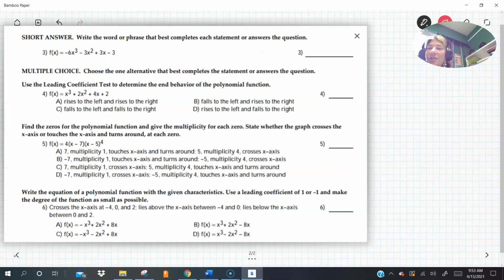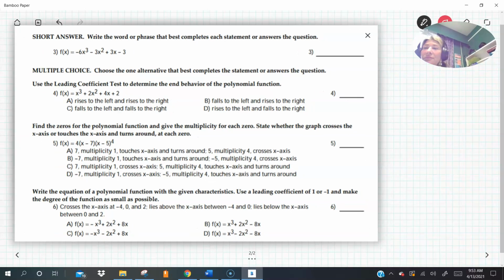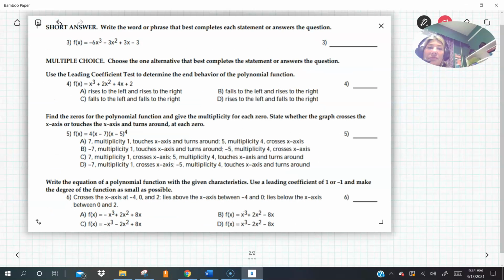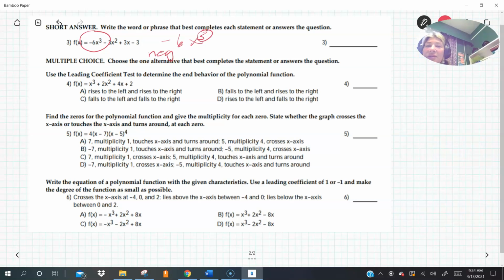Problem number 3 is very much like problem number 1. We look at our leading term. It's negative 6x cubed. The leading term is negative and the degree is odd. Negative odds are up on the left and down on the right, so we say it rises on the left and it falls on the right.